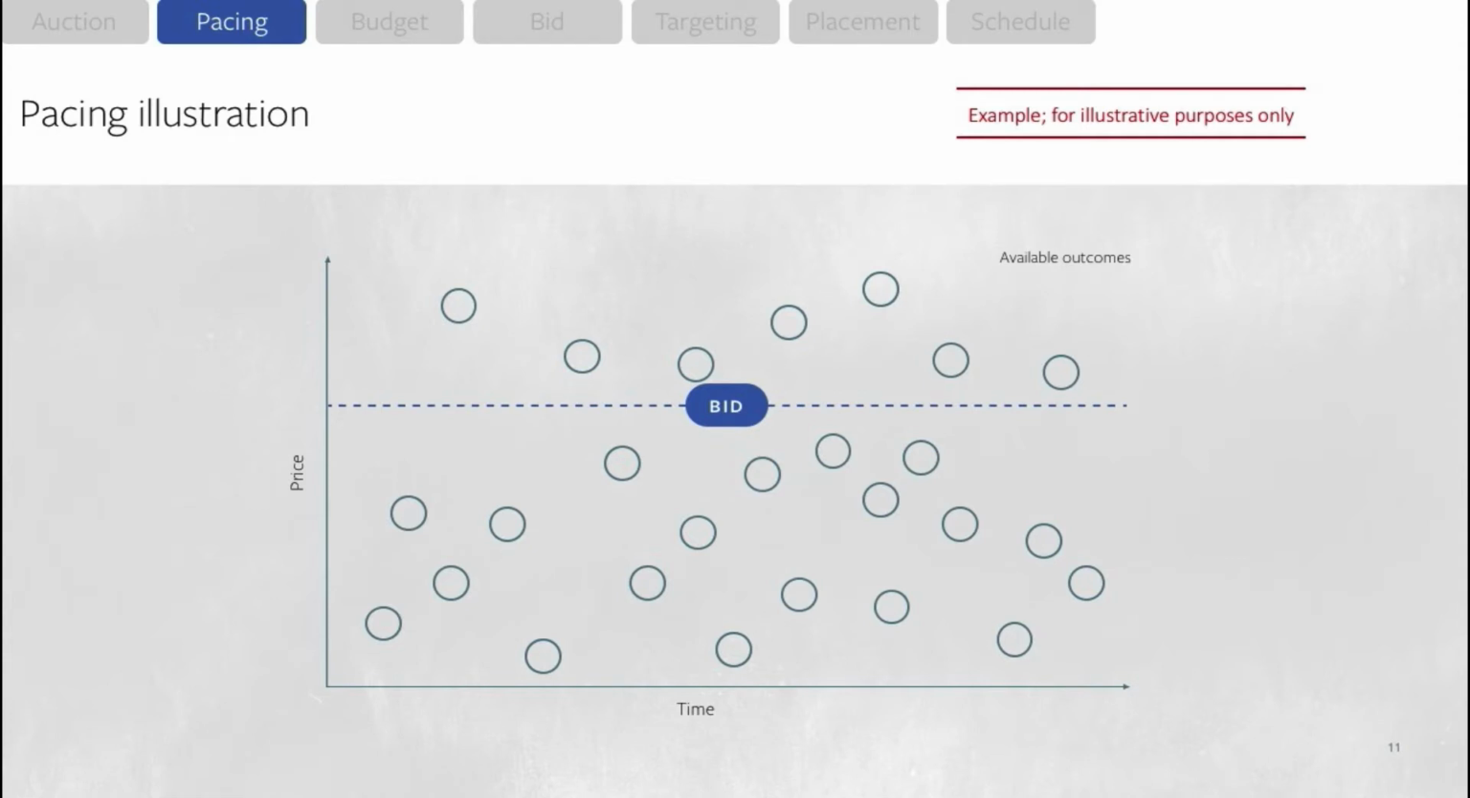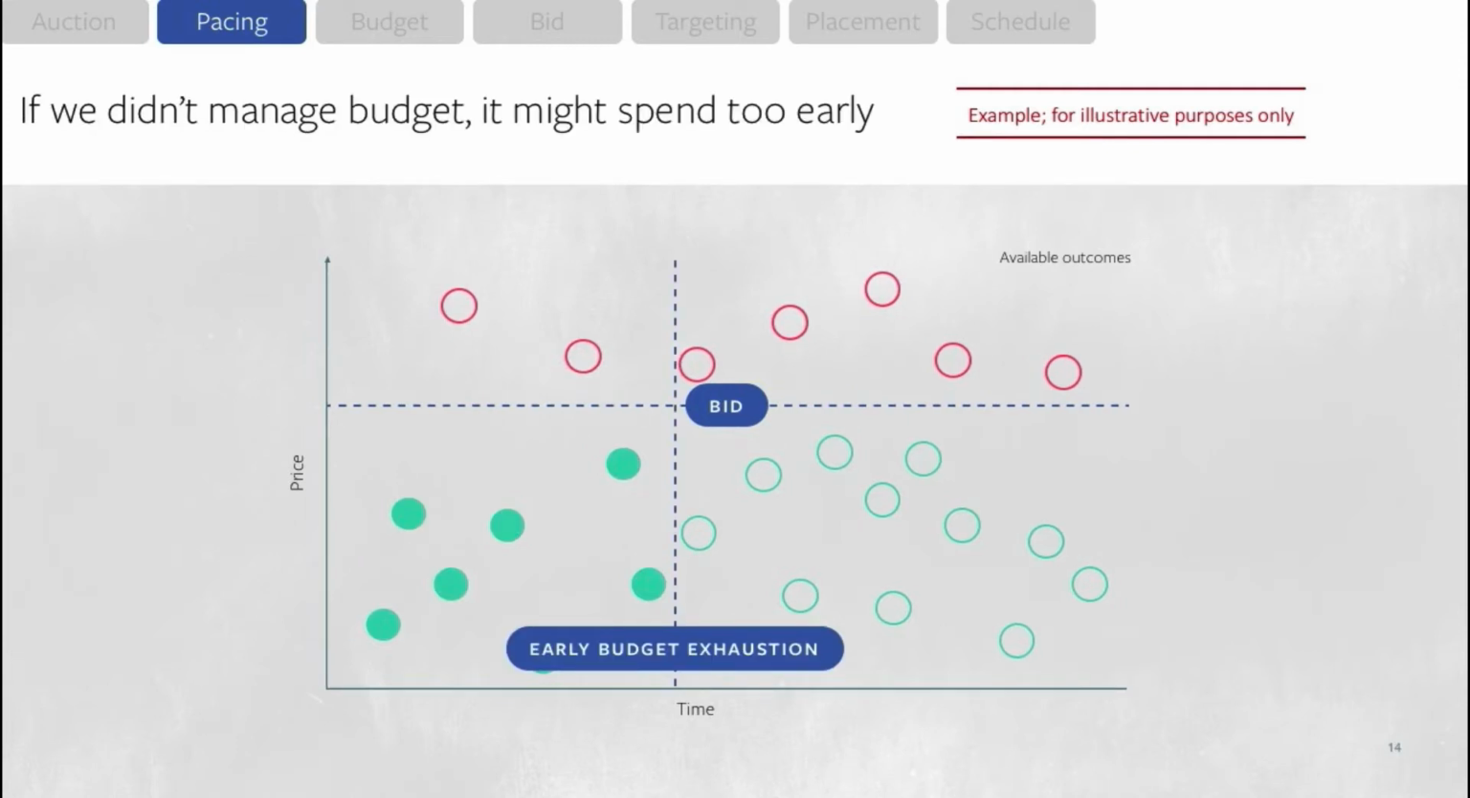If we didn't manage budget and went after all the opportunities we could afford, given the constraint of your bid, there would be millions of opportunities to show your ad in a day. We could spend the full budget too early in the campaign, potentially missing out on other, more cost-effective opportunities later on in the campaign. Also, most advertisers have an expectation that budget will be spent relatively evenly over the course of a campaign and not exhausted early on one day, which would probably be unprofitable. Therefore, many ad platforms have a way to smooth out this spend over the course of a campaign.